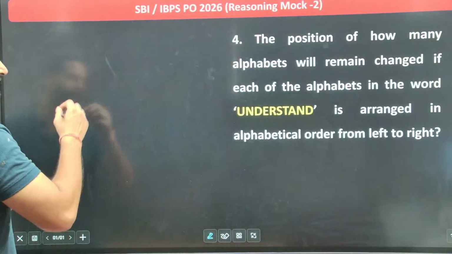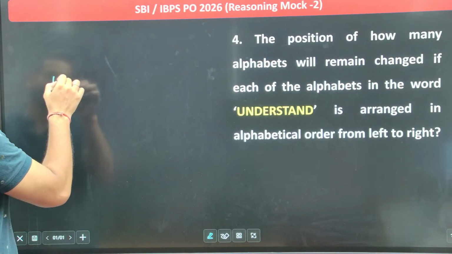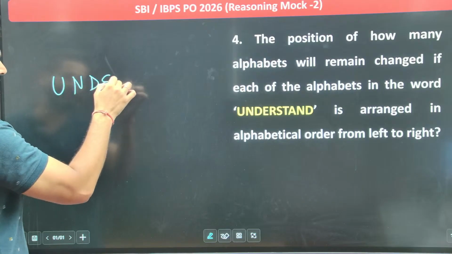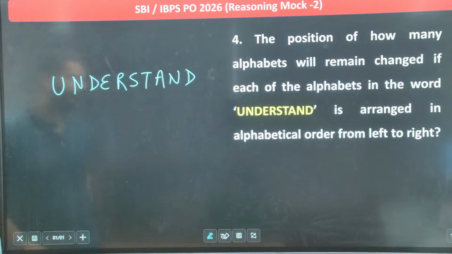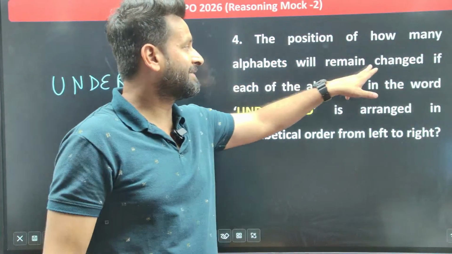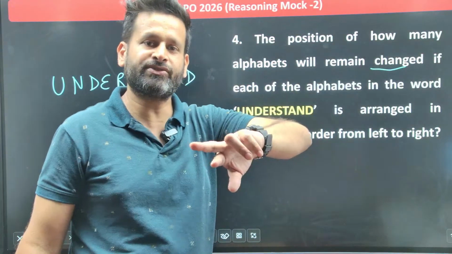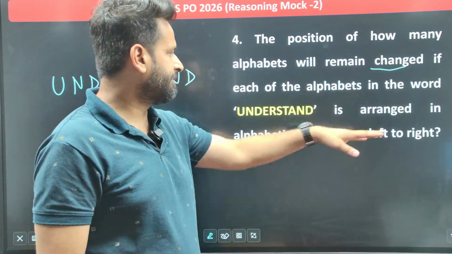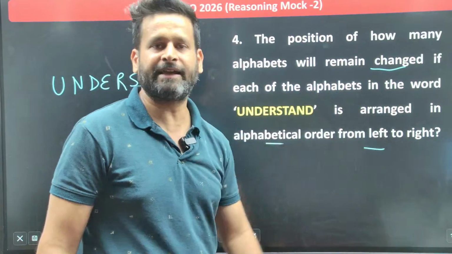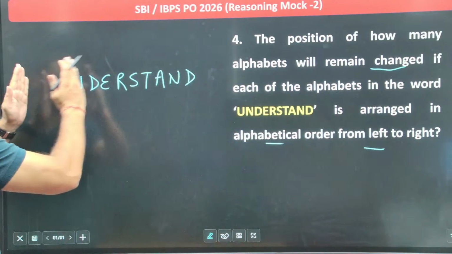Now the word given to you is understand. UNDERSTAND. Position of how many alphabets will remain changed? This time I am asking you just the opposite. How many letters' places will be changed, if the alphabets are arranged in alphabetical order from left to right?